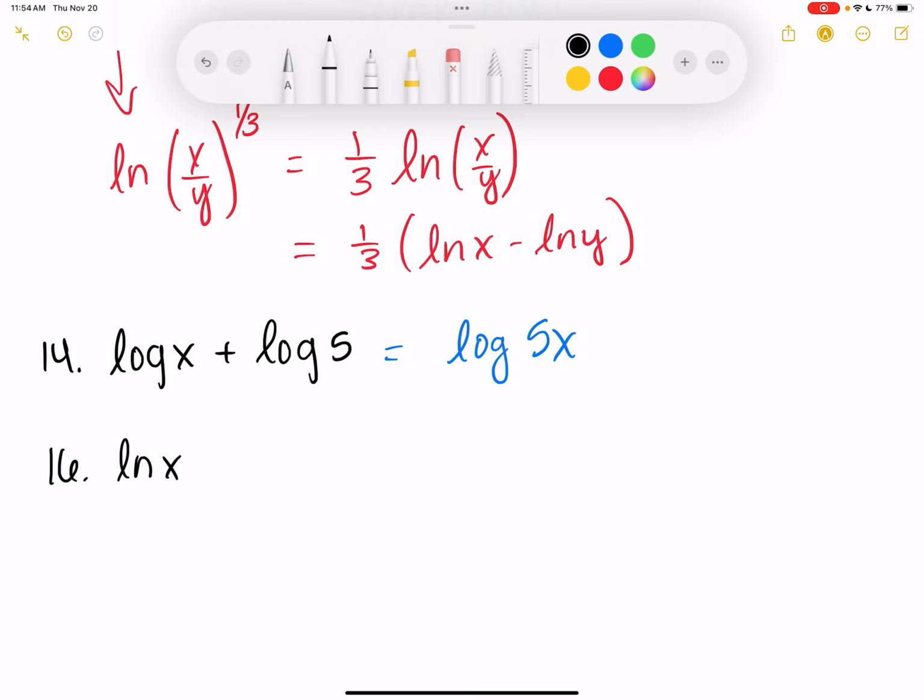16. The ln of x minus the ln of y. Alright, so what would this one turn into if I'm trying to write it as a single log?